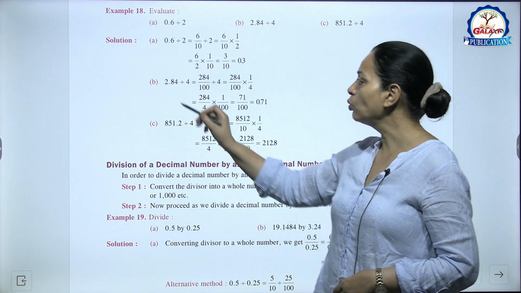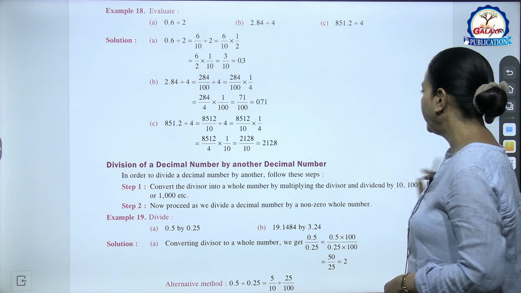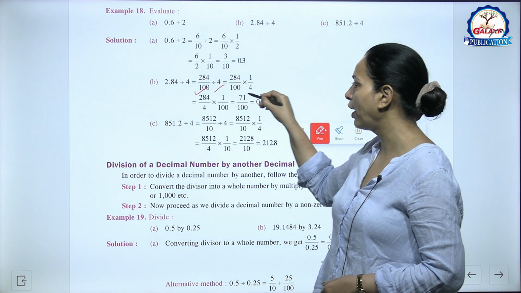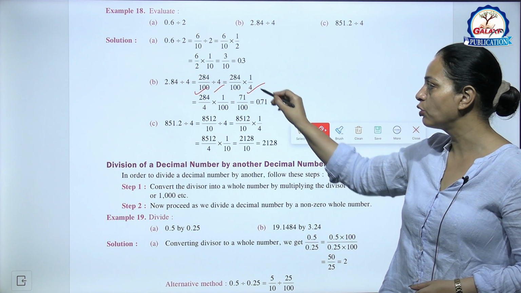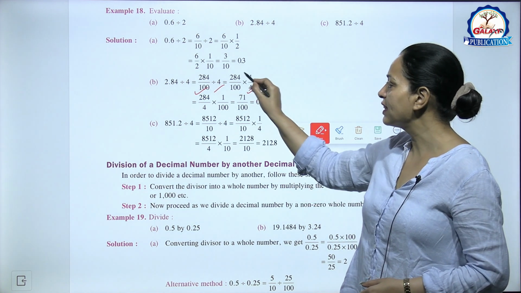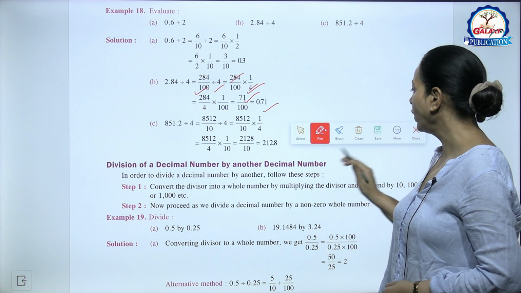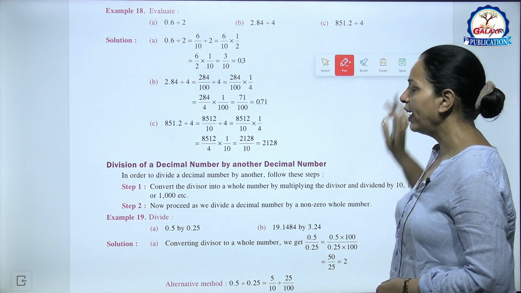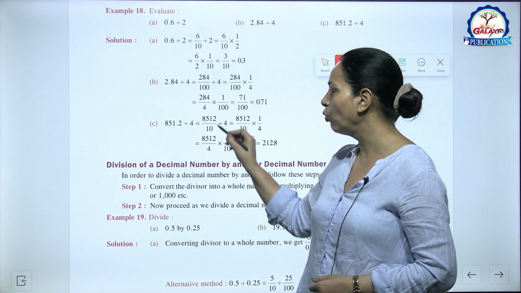Now B part. 2.84 divided by 4. Remove decimal. 284 upon 100 divided by 4. So now we can write 284 upon 100 into 1 by 4. 4 से कैंसिल कर देंगे. We are getting 71 upon 100, meaning 0.71. Now the next, C part. 851.2 divided by 4. Remove decimal.